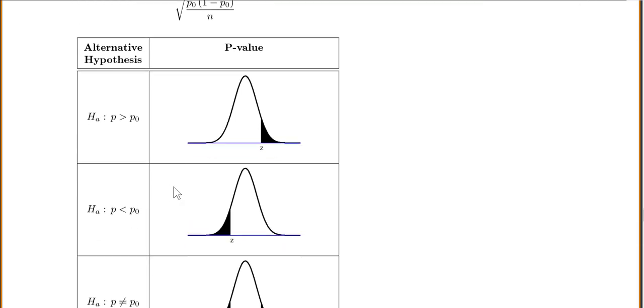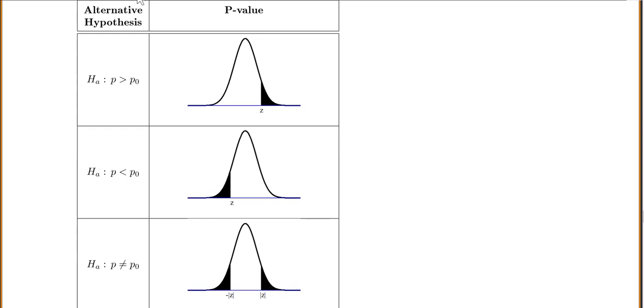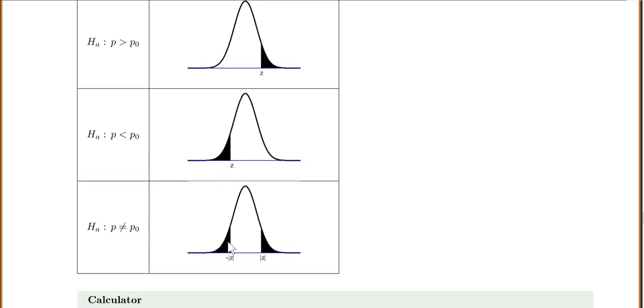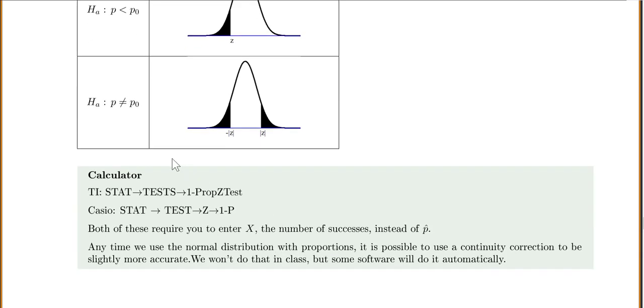Then our p-values will just be the same thing we've been doing for every test. If we're looking for the probability that p is greater than some number, we'll look for the right tail. The p-value will be the area in the right tail. If we want p is less than some number, we'll look for the p-value in the left tail. And if p is not equal to some number, we'll look for the area in both tails.